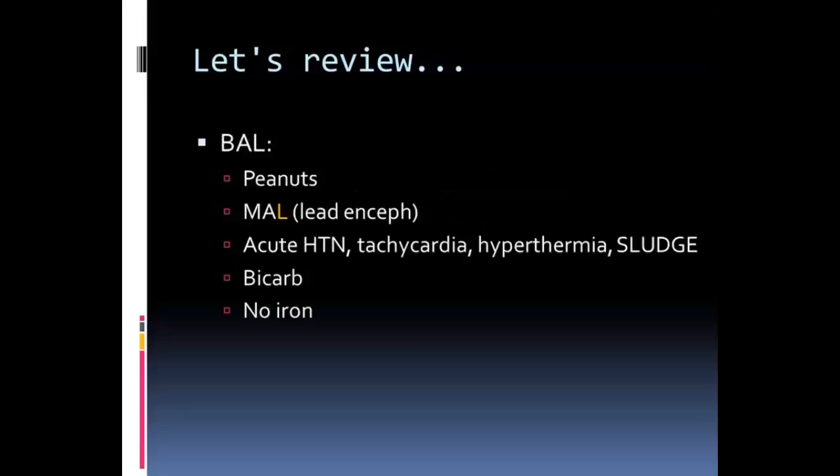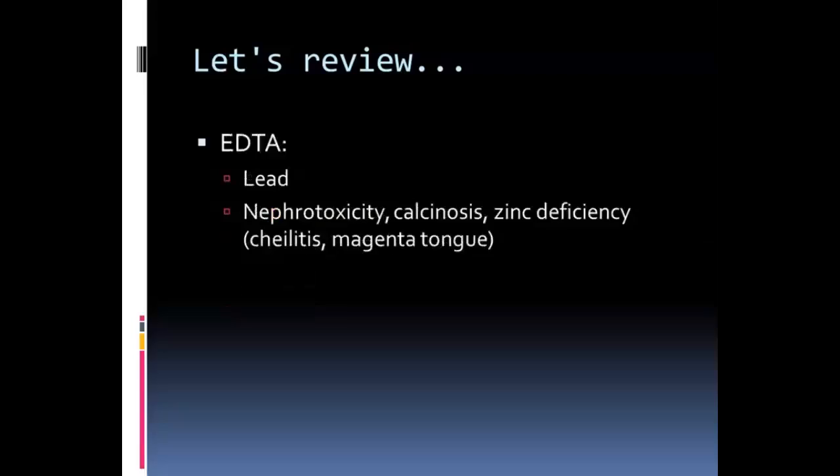BAL, remember peanuts, peanut allergies: it's in peanut oil, and it smells like peanuts. Most of the patients we're going to give this to have lead encephalopathy, but it does bind mercury, arsenic, and lead. And then there's that odd syndrome they develop a few minutes after with the sludge symptoms and the hyperthermia. Bicarbonate can ion trap the chelate, and don't give iron. EDTA is used generally for severe lead. You can get nephrotoxicity and can develop zinc deficiency.